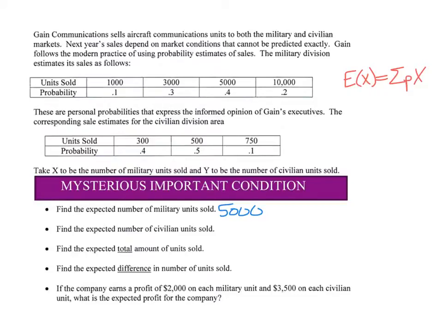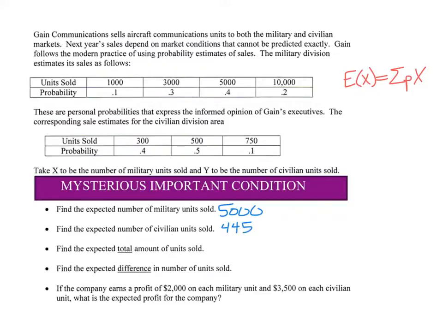The expected number of civilian units sold. So again, same formula. In this case, of course, we'll do 0.4 times 300 plus 0.5 times 500 plus 0.1 times 750. And we end up with 445.